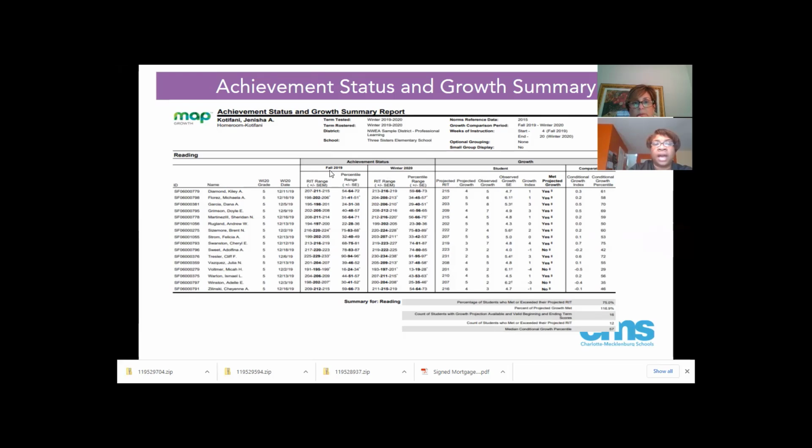You can compare how they were achieving in the fall to how they were achieving in the winter. And I like the fact this is achievement, because this is where the percentile matters. When you want to assess your student achievement level, the only numbers you should be looking at is the percentile range. That tells you if they're at level 1, 2, 3, 4, or 5. The percentiles tell you that.